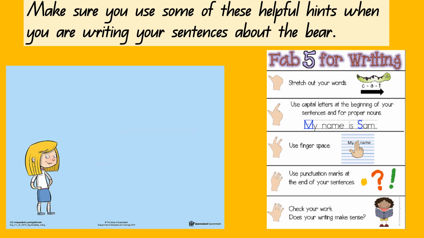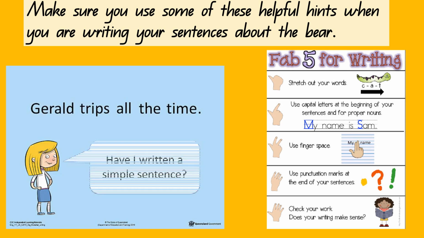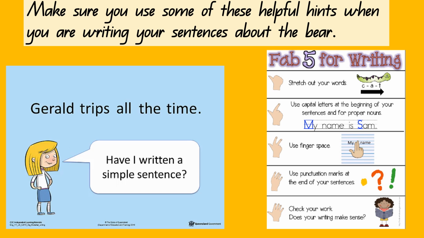I am going to model writing a sentence about Gerald the giraffe. I want this sentence to tell the reader something about Gerald's actions at the start of the story. I think the verb trip, describing what he does, would tell the reader a lot about Gerald's character. I am going to write, Gerald trips all the time. Have I written a simple sentence? Let's check. What's happening? Trips. Who trips? Gerald. Trips when? All the time.